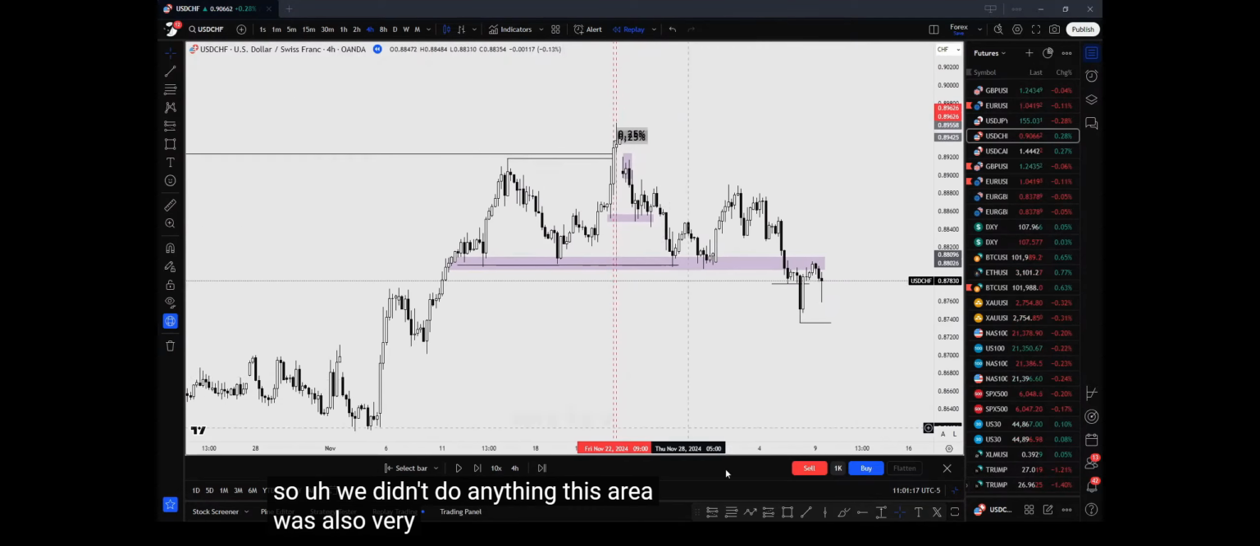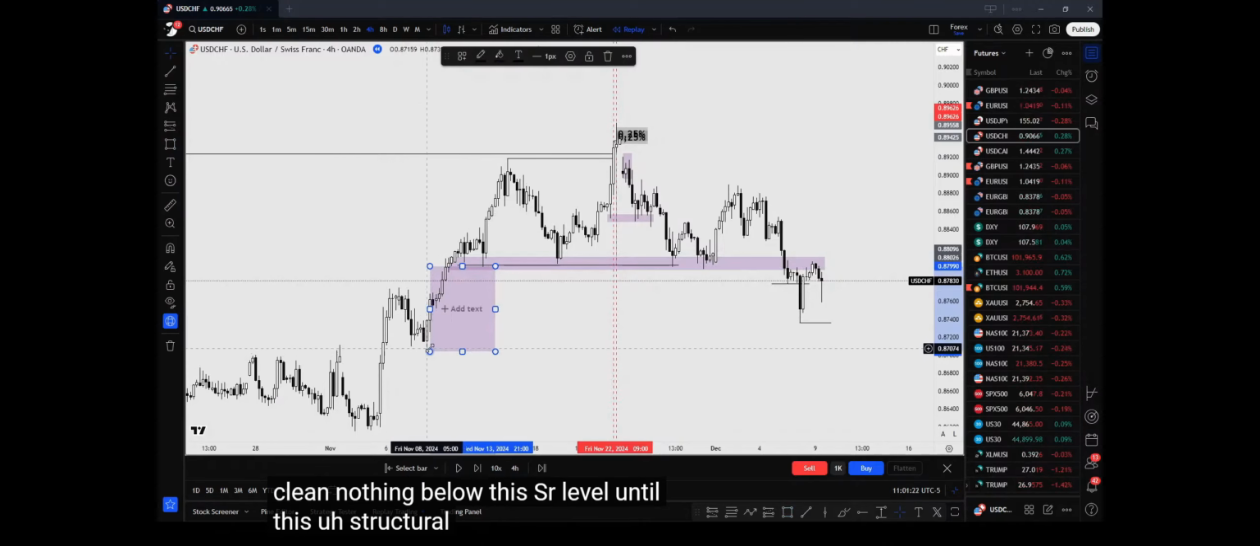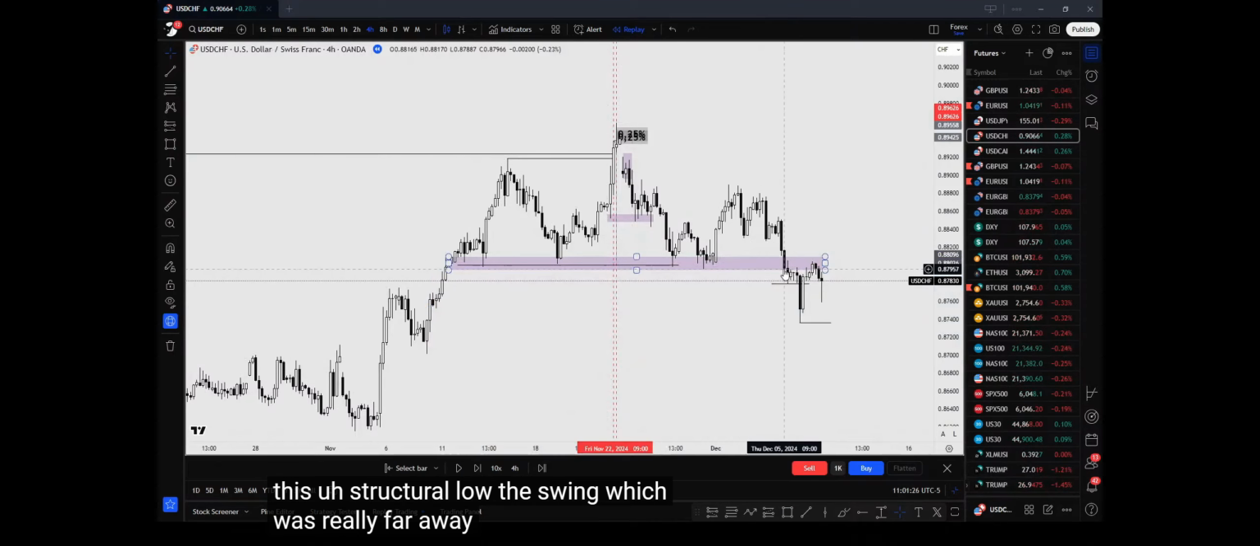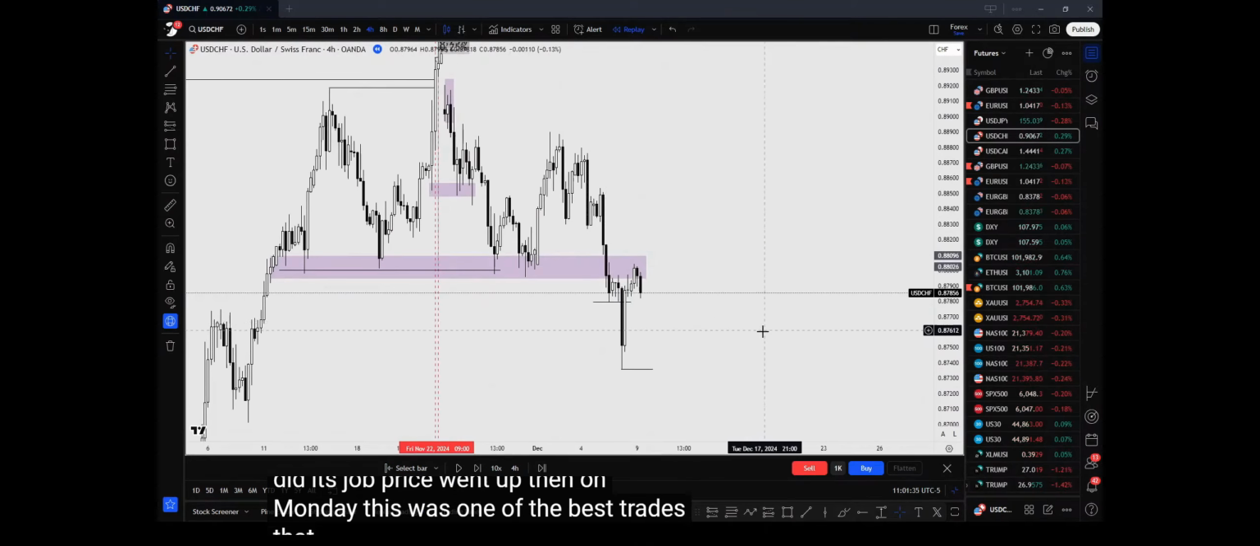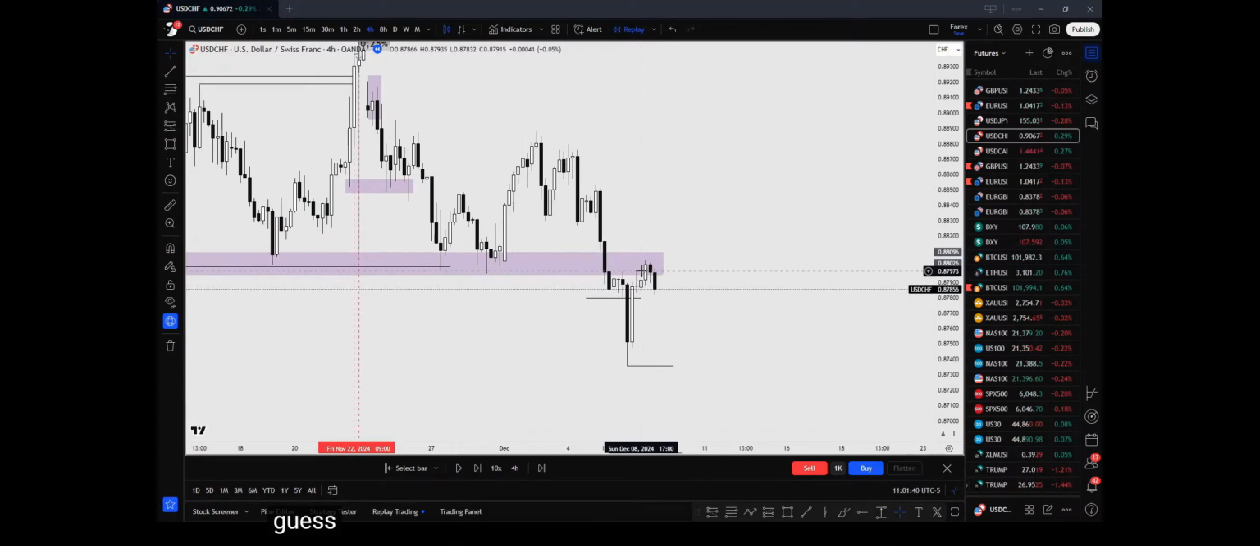This area was also very clean. Nothing below this SR level until this structural low, this swing, which was really far away. The PC right here did its job. Price went up. Then on Monday, this was one of the best trades that I've done till now in my life, I guess. We opened the week right here.